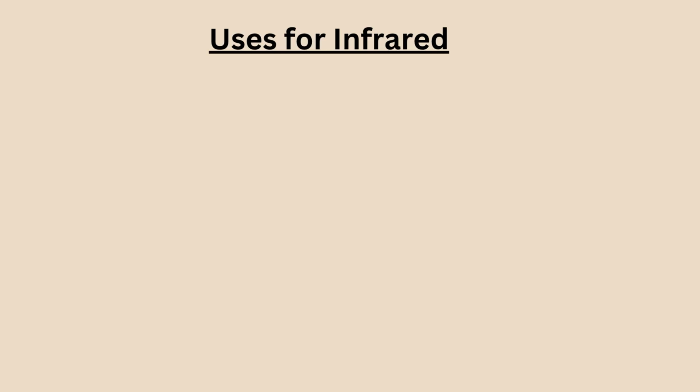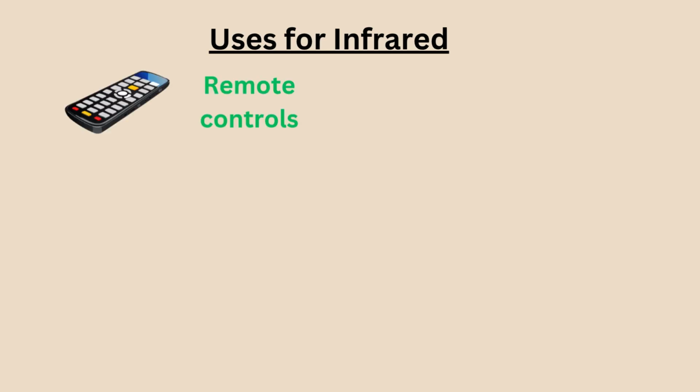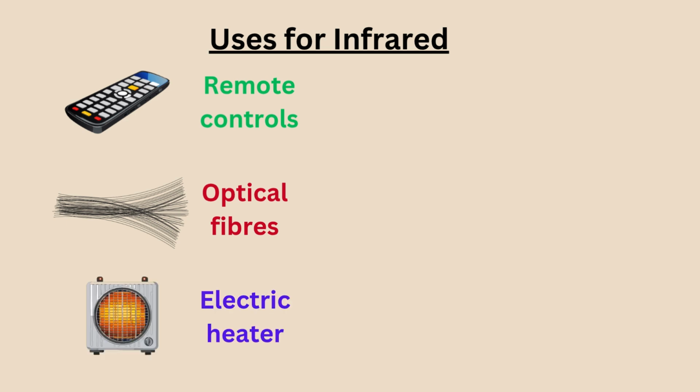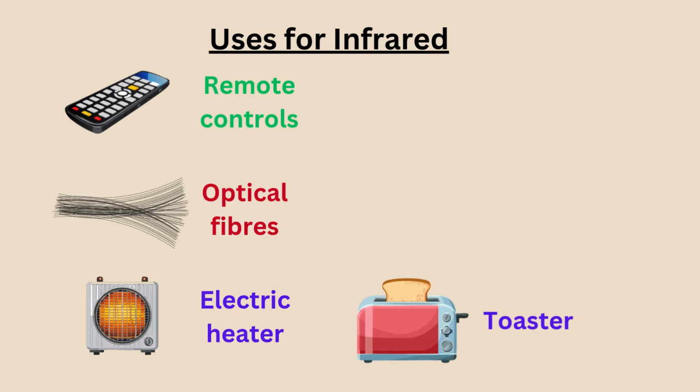Infrared has many uses. The remote control of a TV will use an infrared signal to transmit information to the TV. Optical fibers are used for communication because an infrared signal is sent along them. The element of an electric heater will emit infrared, along with the hot wires of a toaster. Infrared scanners can be used to detect body temperature.